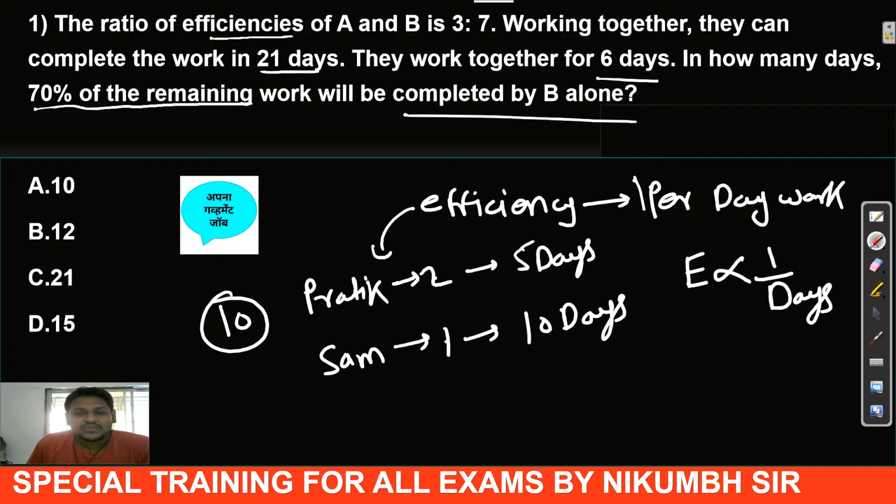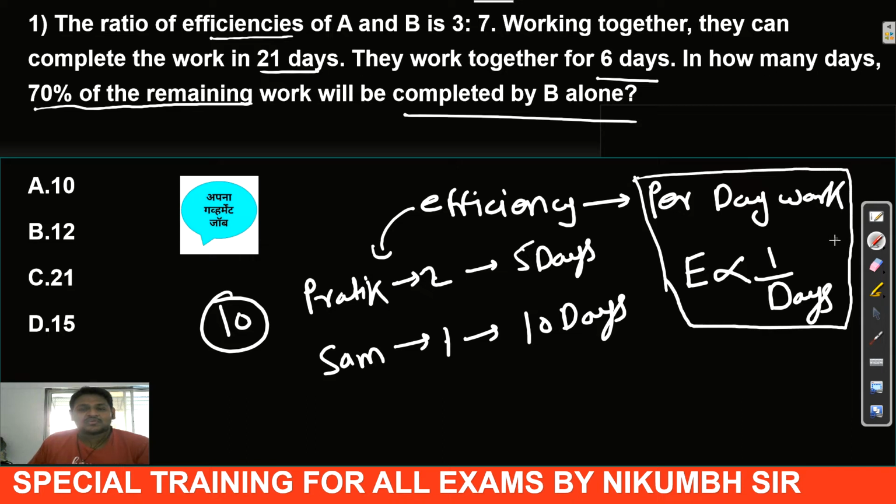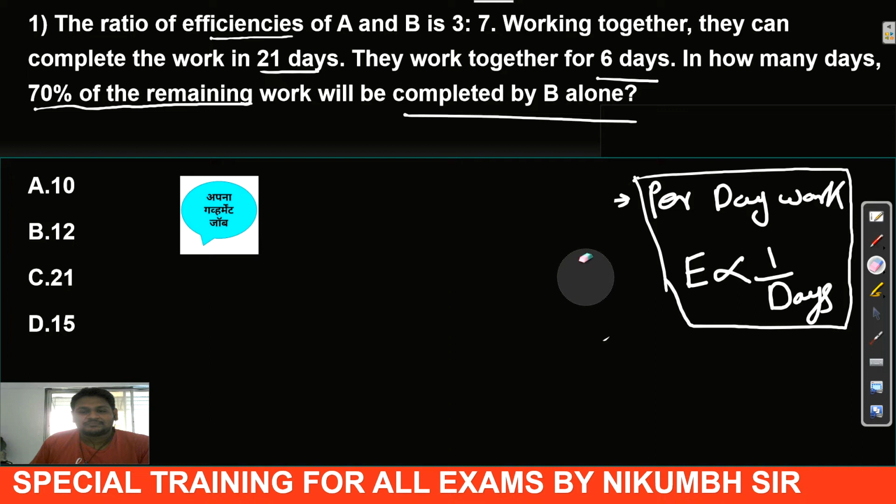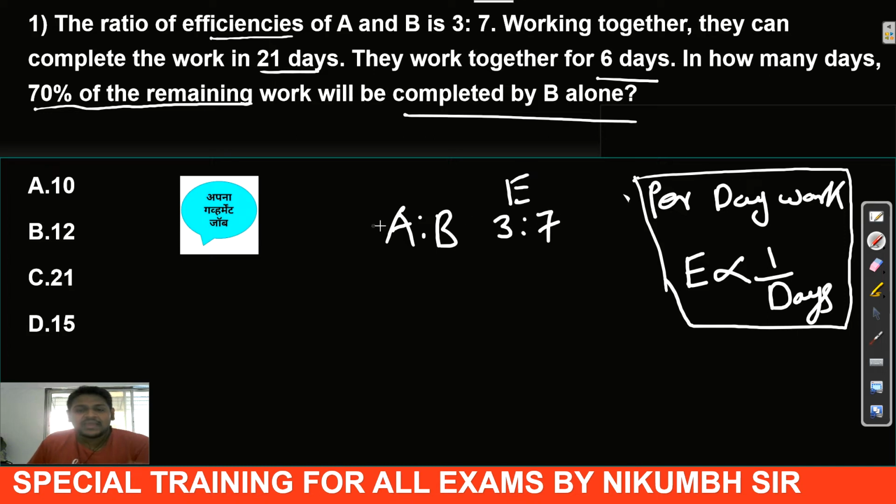Compulsorily note down these two things from this question. These two concepts are very important for us. Now we will see how to solve this question. The efficiency of A and B is 3:7, meaning the per day work of A is 3 and the per day work of B is 7. Days, obviously, if you want you can write, but it is not required.